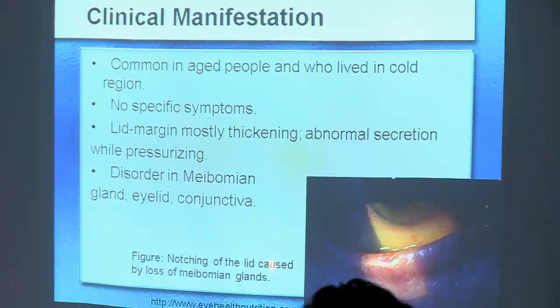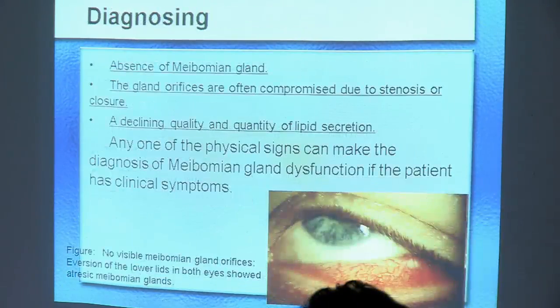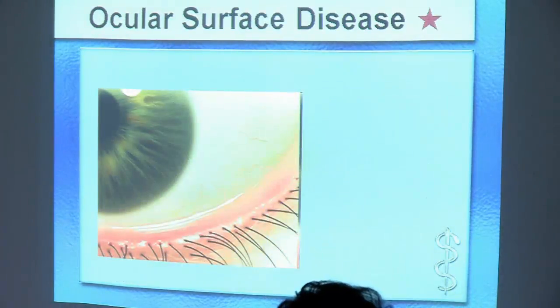And as you can see, notching of the lid is caused because the meibomian gland is dead, so it's not functioning. Because the top layer of the tear is deficient, the patients would complain that they do not get relief from whatever drops they put in. So they present with red eyes as a result.